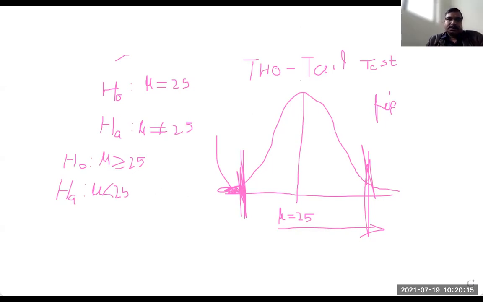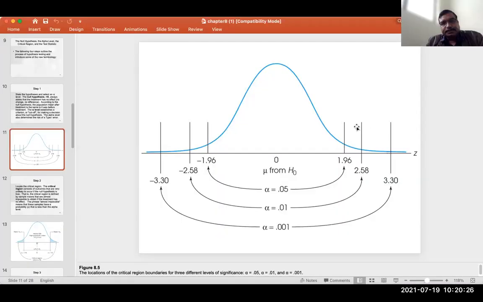Okay. So that was the difference between the two tail test and the one tail test. Now coming to the slides. Here for the different alpha value, different C value, critical value is defined. And here this value is given in terms of the Z.